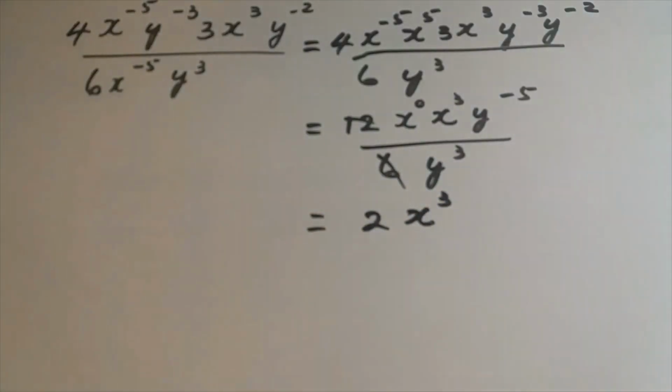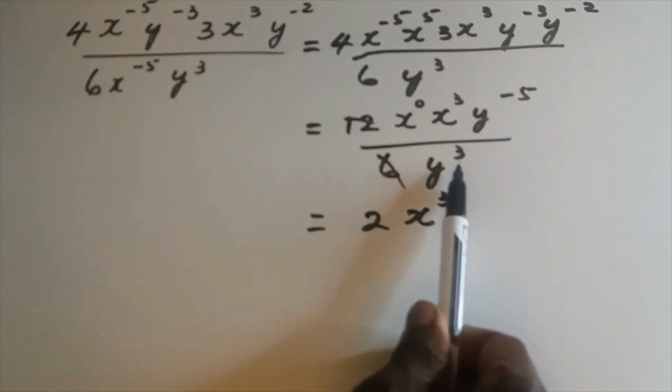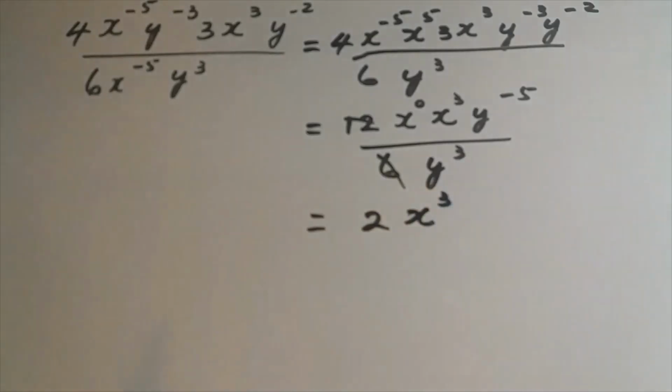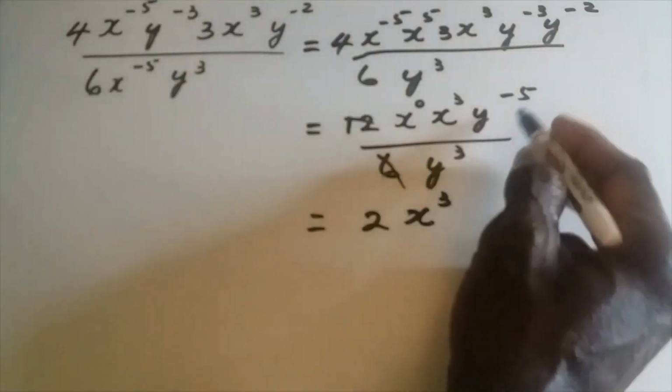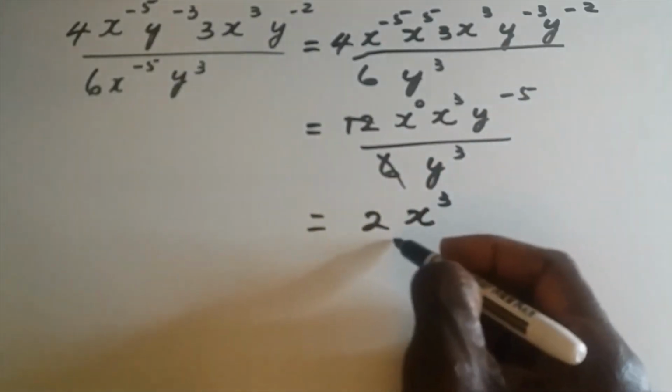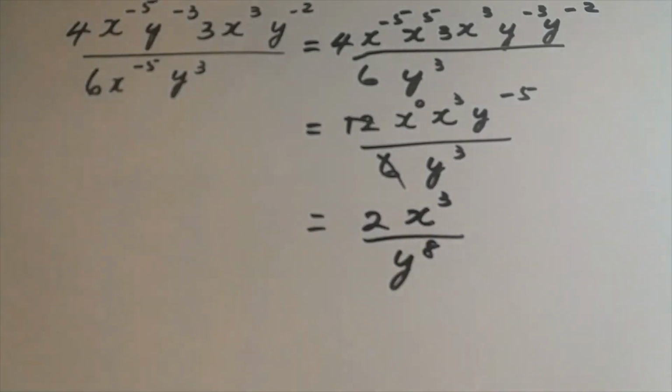Now we'll move y to the minus 5 to the denominator. The aim is to reduce this to positive indices or exponents, whichever word you prefer to use. So we move this y to the minus 5 to the denominator, and it becomes y to the 8th. And that's it for this problem.